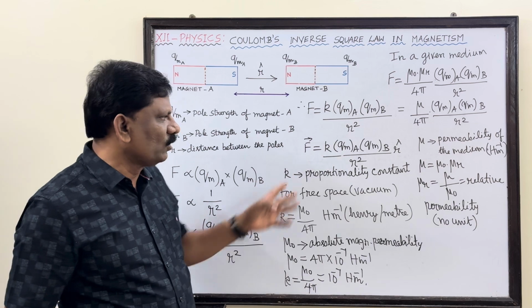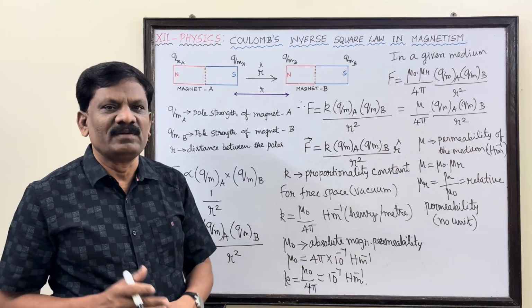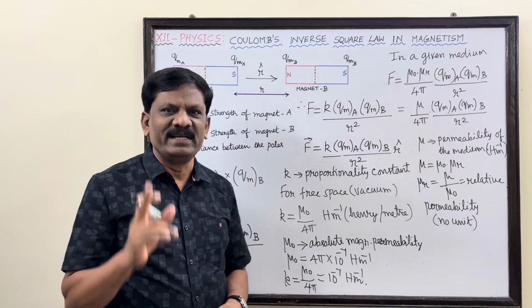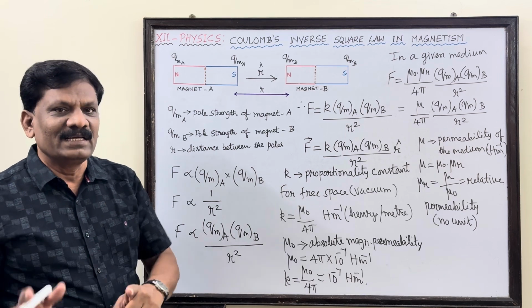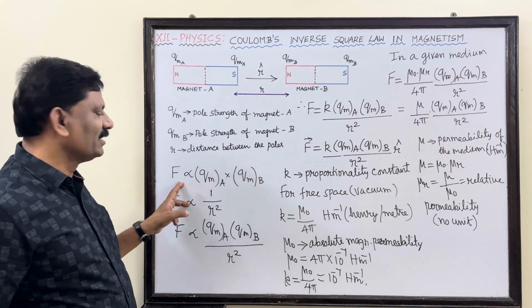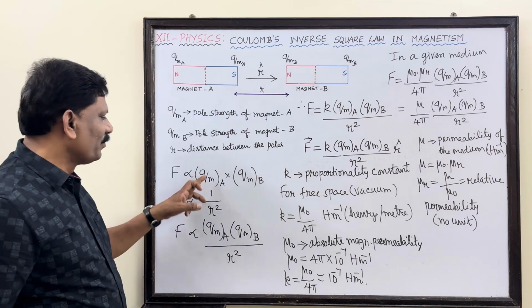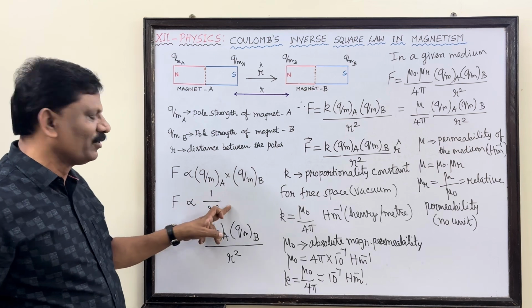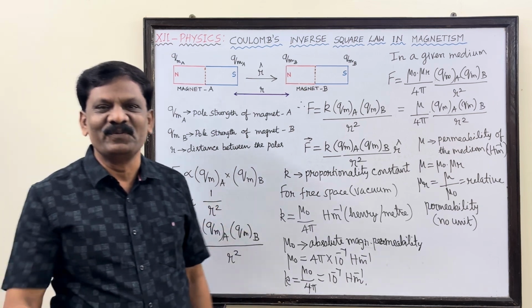And you must be thorough with these expressions so that you can solve so many numerical problems in the board exam as well as the competitive exams. So once again, to summarize, my dear students, what is the statement of Coulomb's inverse law in magnetism? It states that the force of attraction or repulsion between any two magnetic poles is directly proportional to the product of their pole strengths and inversely proportional to the square of the distance between them. I hope you must have understood well. Fine.